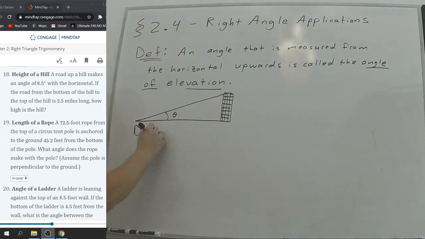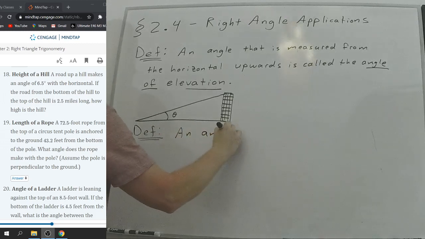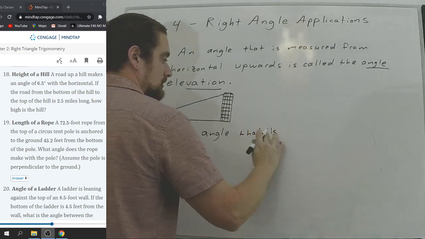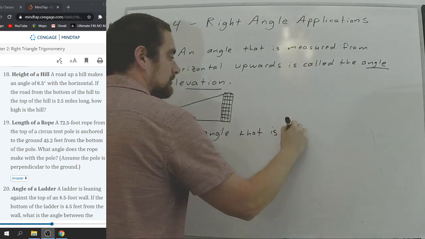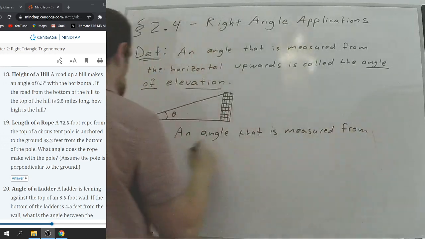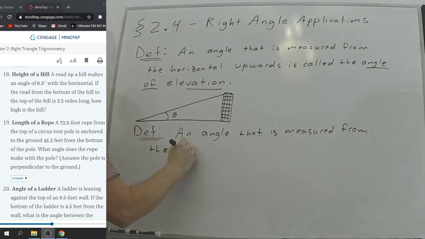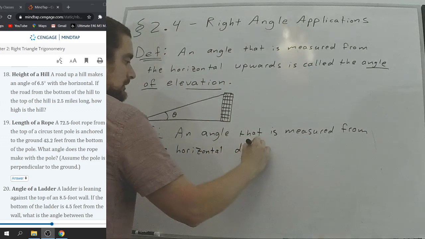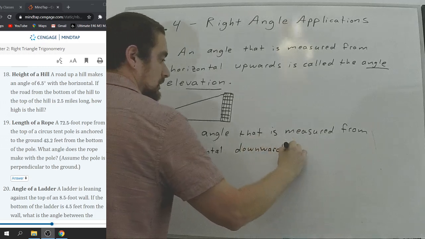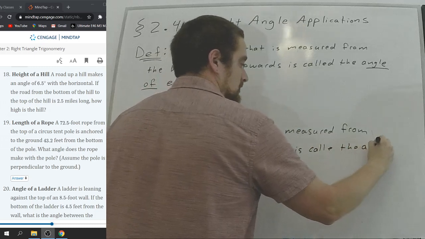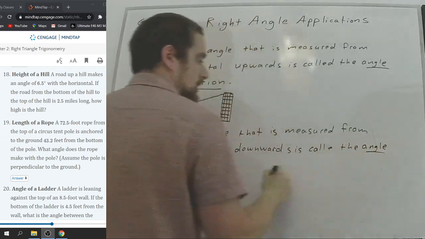And of course, the vice versa of that would be an angle that is measured from the horizontal downwards is called the angle of depression.